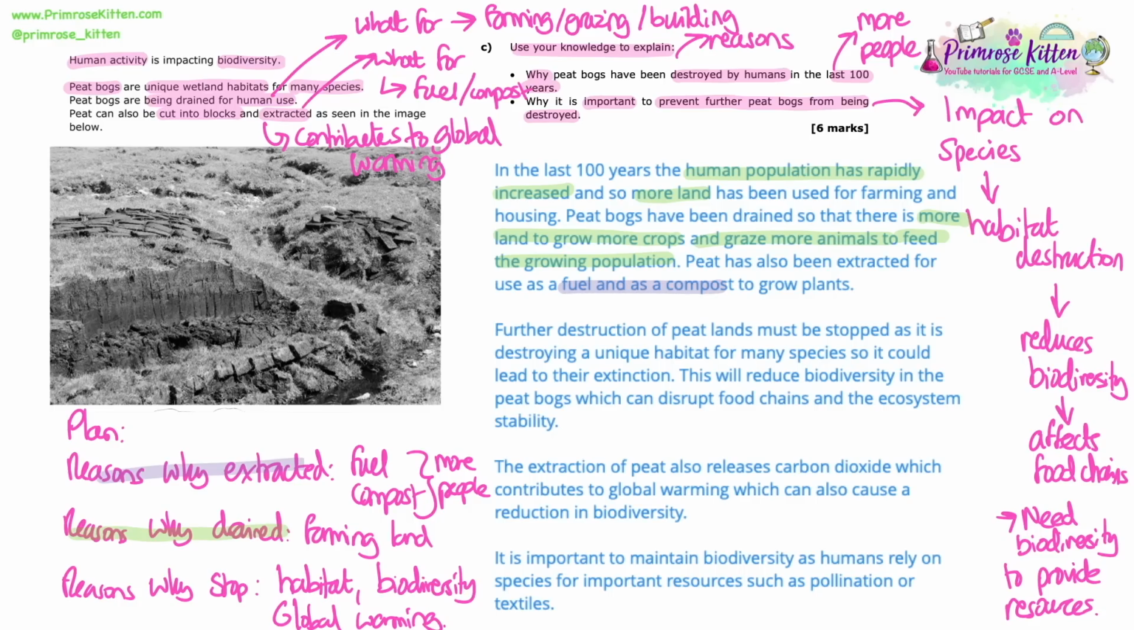So this is why it was drained and why the land was used, and I've mentioned the human population. Peat has also been extracted for use as a fuel and as a compost to grow plants. So that is why it's being cut out and extracted.